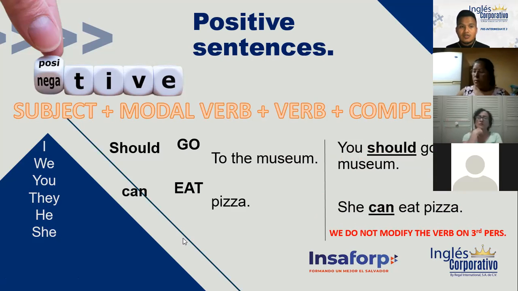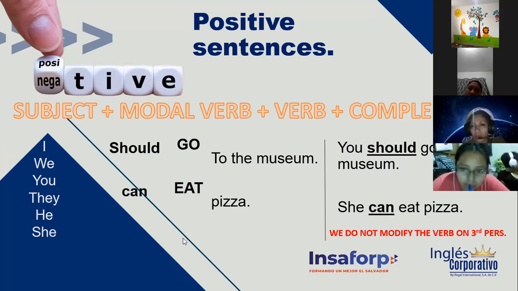We will never ever modify the verb in the third person. Normally in the present simple, we know that when we are talking about the third person, we need to modify the verb. Sometimes we will add a letter S, sometimes we will add a letter ES when we are talking about the third person. But what happens with the modals? We will never ever modify the verb even though we are talking about the third person.